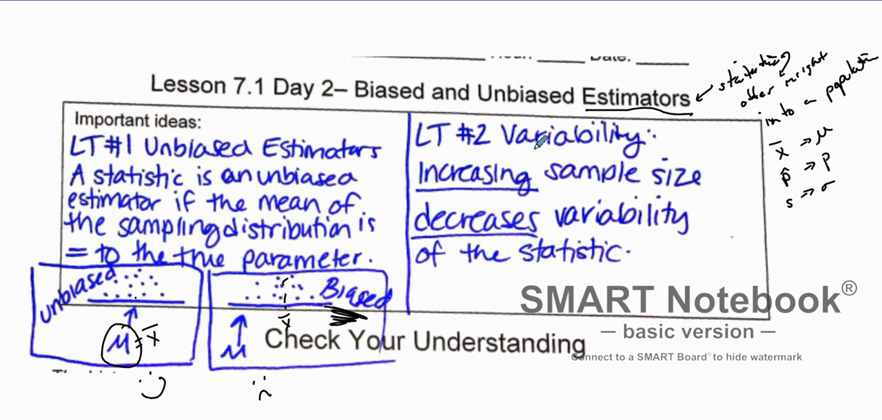Yay, happy. Now, variability. Variability is how far the sampling mean will be from the true mean. So how can we decrease variability so we have more of an unbiased estimator? Well, you've learned this before, and it makes sense: you want to increase sample size. If you increase sample size, you decrease variability of the statistic. So increasing sample size decreases variability.